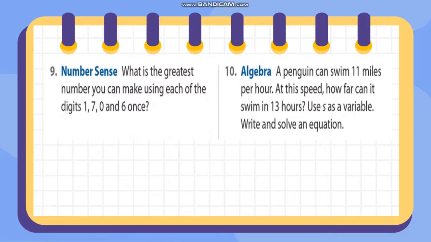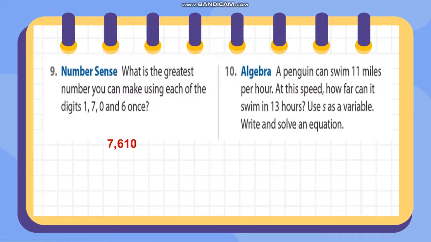What is the greatest number you can make using each of the digits 1, 7, 0, and 6 once? So of course, you need to start from the greatest. Okay, the greatest is 7, followed by 6, followed by 1, and 0. So arrange them from greatest to least in order to get the greatest number that you can make using each.